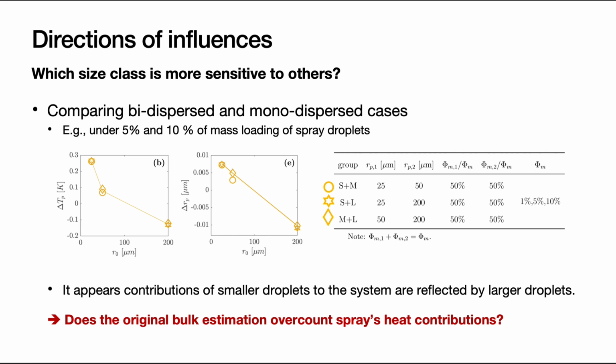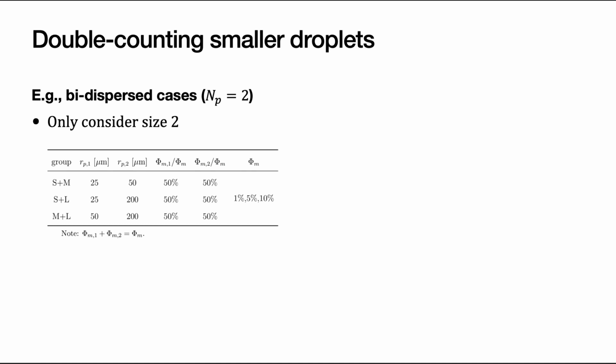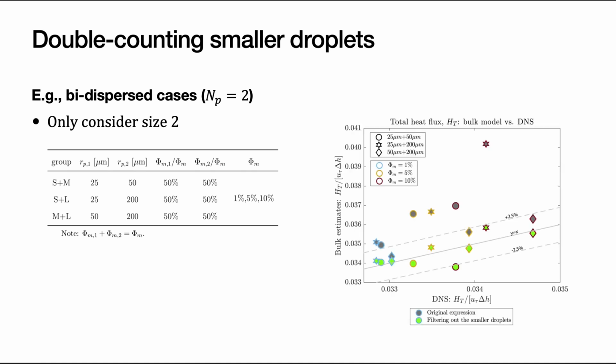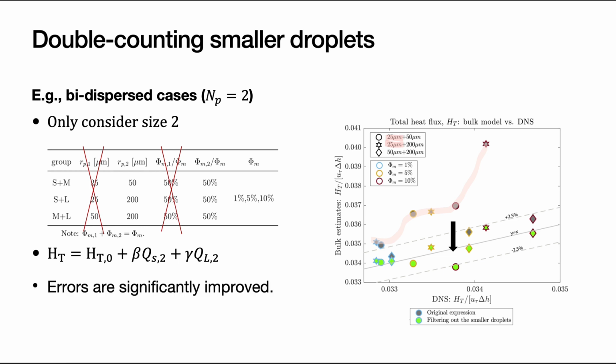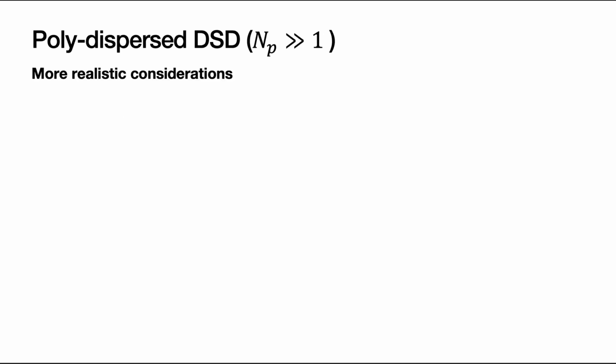If we go back to the previous figures about the comparison between DNS and bulk model, and now we just consider size 2, which is the larger one, for example if we only add the nominal fluxes from the larger size, we can find that these errors are substantially improved. Now we're doing a similar thing again, but with more realistic size distributions. So here we consider more sophisticated size distributions.